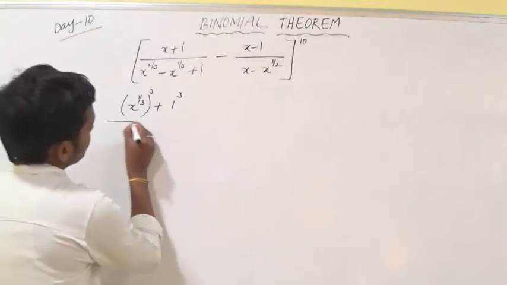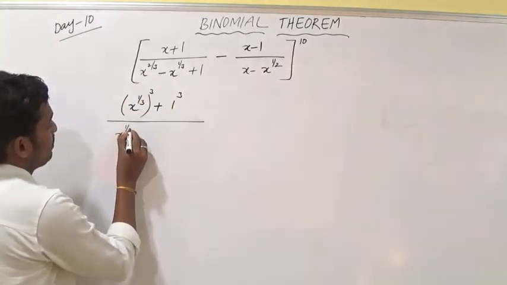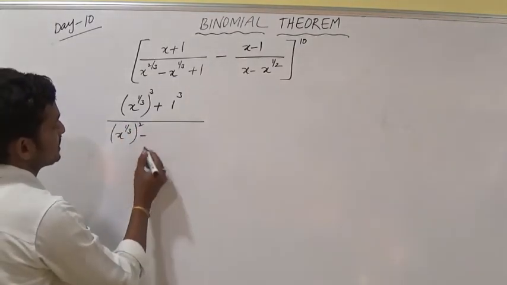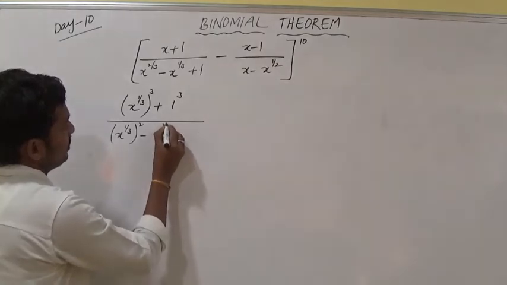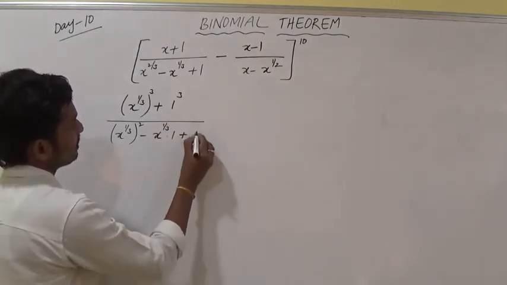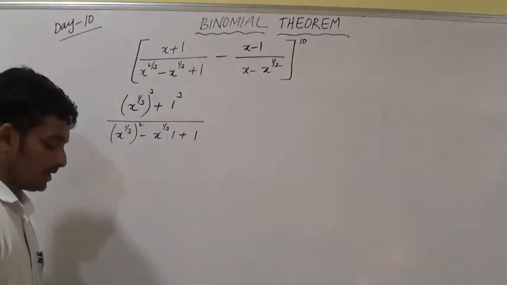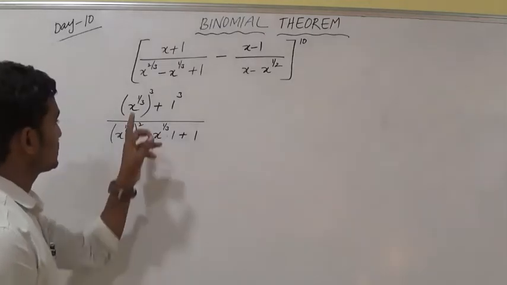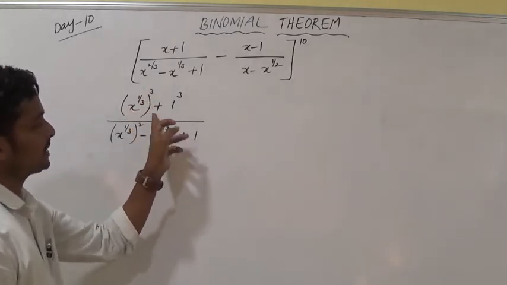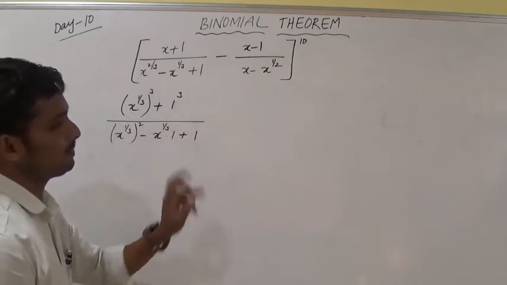Now here this is (x to the power of 1 by 3) whole square minus x to the power of 1 by 3 into 1 plus 1. Now observe, is there any problem or any issue for you? This is x plus 1 cube is 1, over x to the power of 2 by 3 minus x to the power of 1 by 3 plus 1.